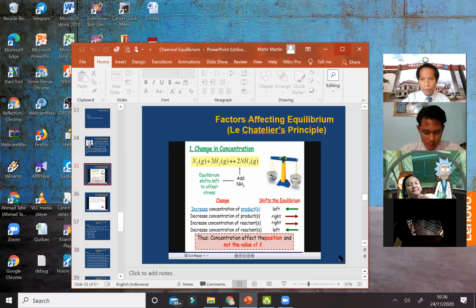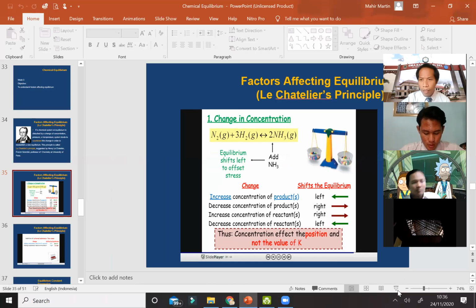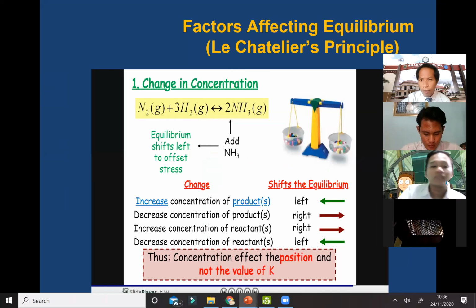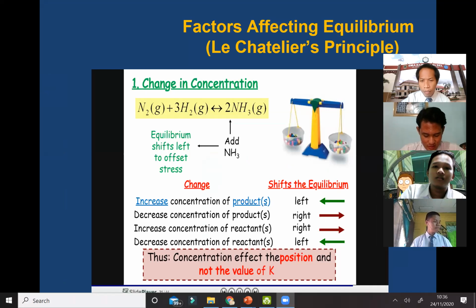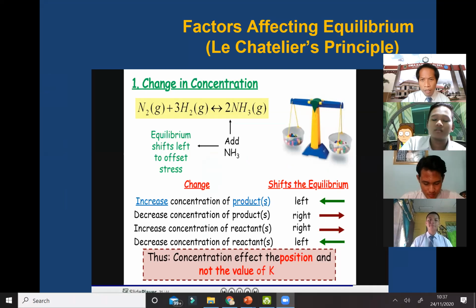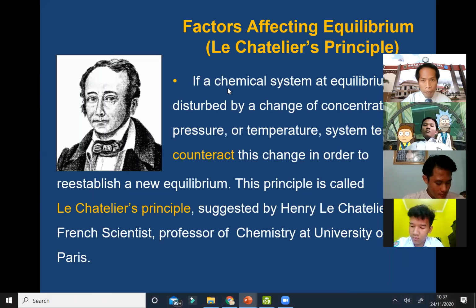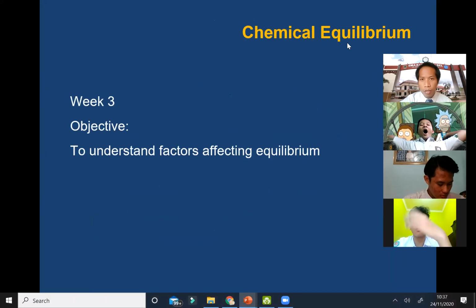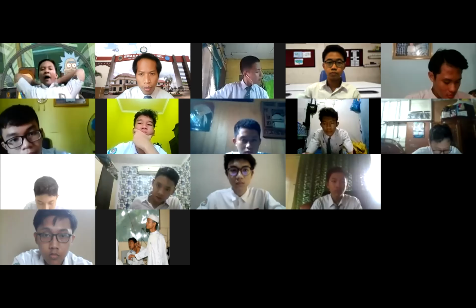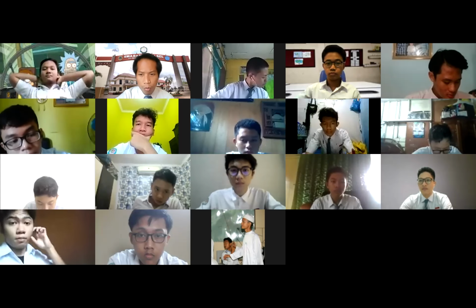Can you see this slide? Can you see the slide, guys? Yes. All right. So we were talking about this concentration. Why is it like this? Sorry, I have to stop share. It is not shared properly. All right.